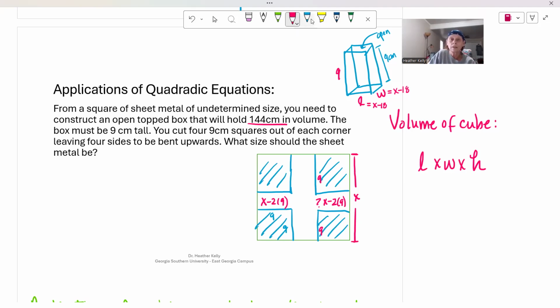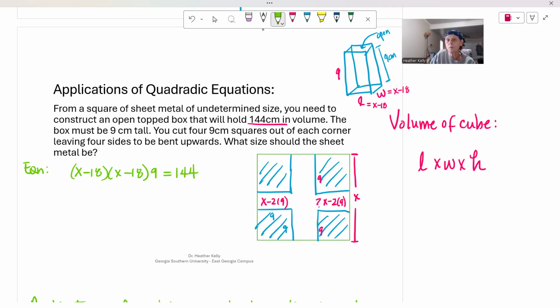Okay, so let's get our equation together. Our equation is length times width times height equals volume. So we're going to have X minus 18 times X minus 18 times 9 equals 144.